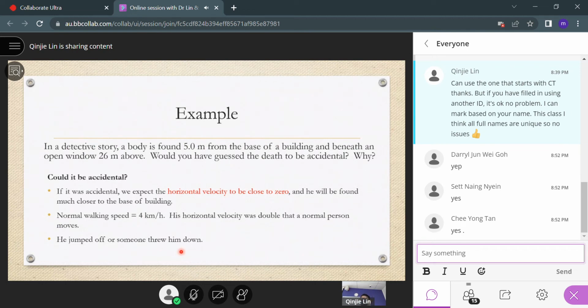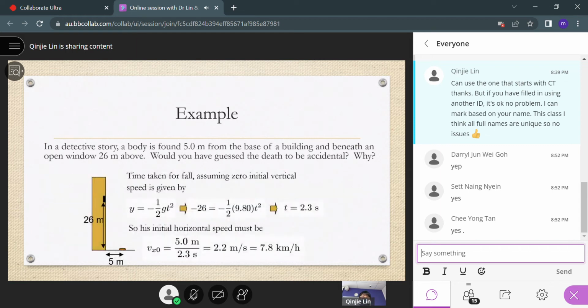Okay, good. Any other questions? Yeah. Okay, why is the 26 negative? One of your classmates asked why is the 26 negative?